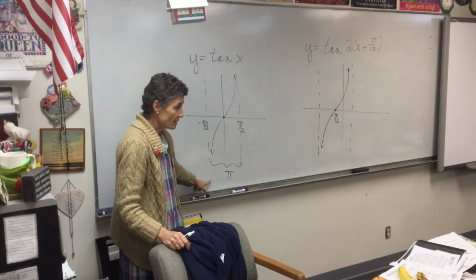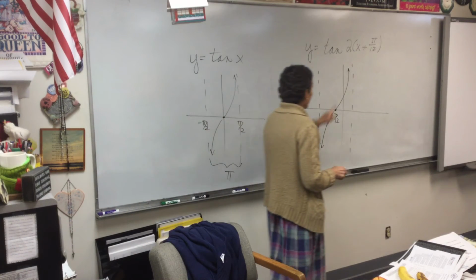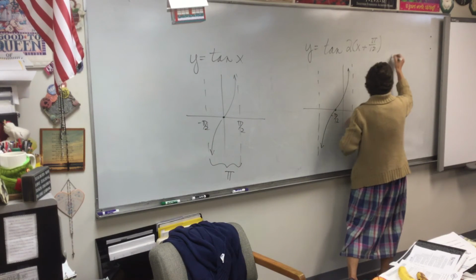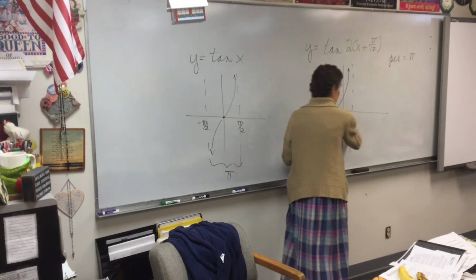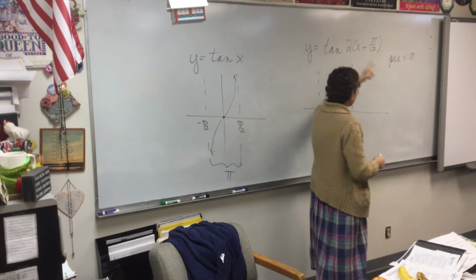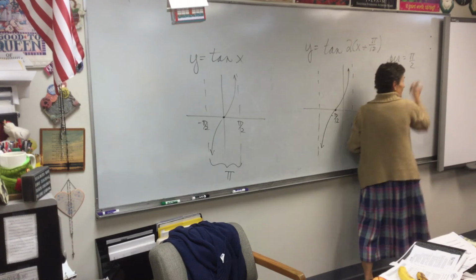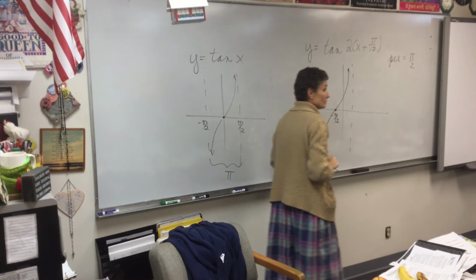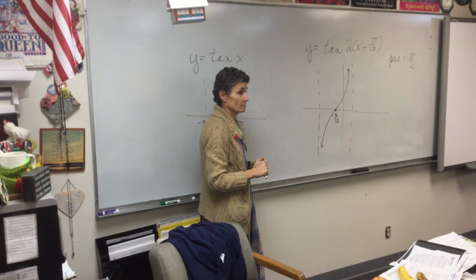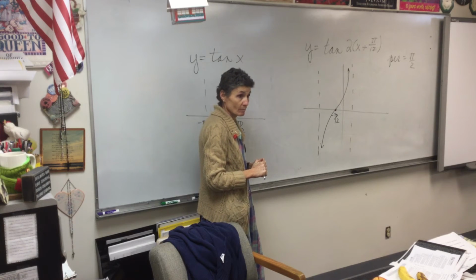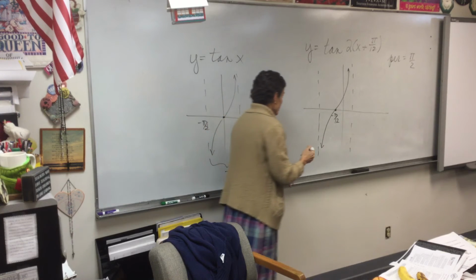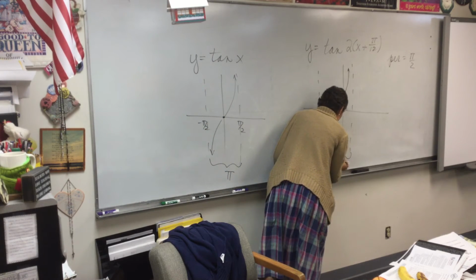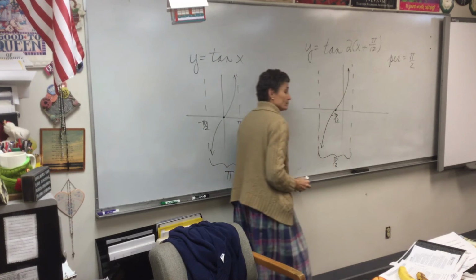Now, what have I done, though? I put a coefficient in there. So the period, the distance from here to here used to be pi, but now it's going to be pi over 2. It's half as big as it was before. So this whole distance is pi over 2.